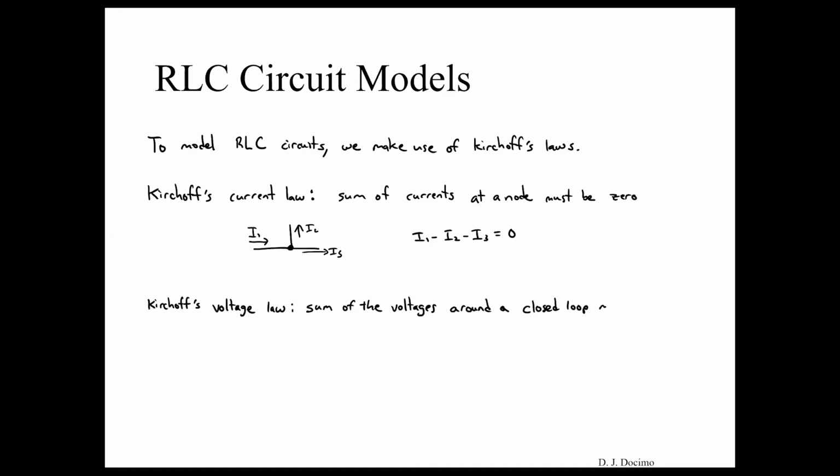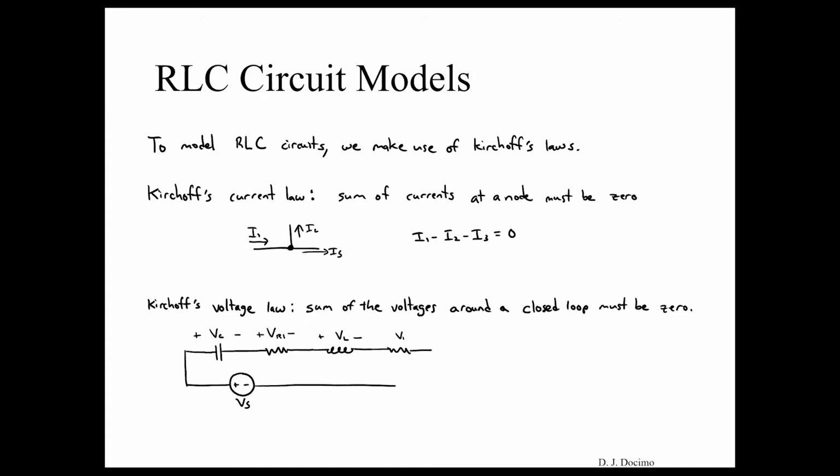And then Kirchhoff's voltage law says that the sum of the voltages around a closed loop must be zero. So let's say we have a circuit with a voltage source. We have four different elements here: our capacitor, actually two resistances, and an inductance. And we're going to assign a current I that's flowing around here in the clockwise direction.